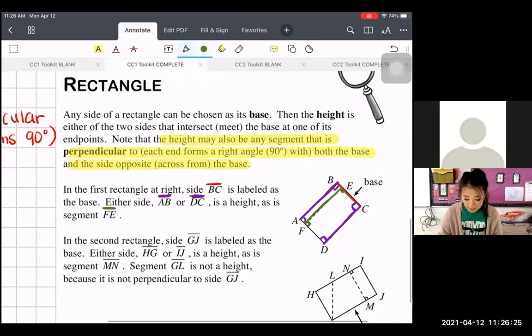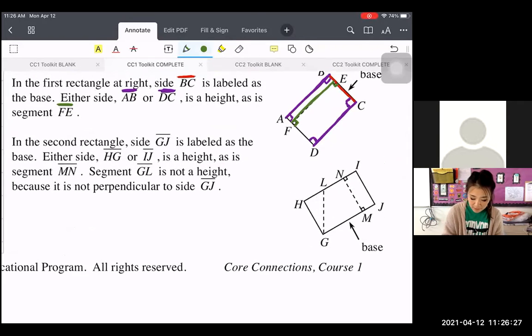Okay. The second rectangle, looking at this one, I still label it GJ. So GJ right here, from G to J is my base, right? Then either side can be used as the height, HG or IJ. So H to G is a height because oh look, right angle, oh look, right angle. IJ is also a height. So here is my line, here are my right angles because it's a rectangle. That's the definition of it.